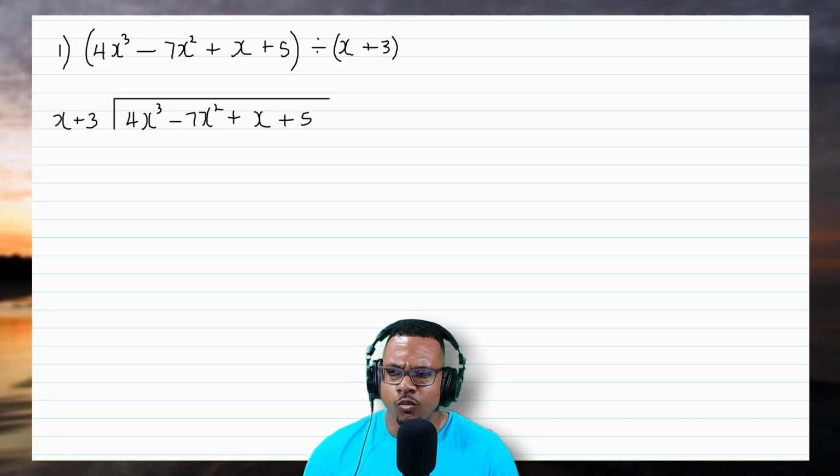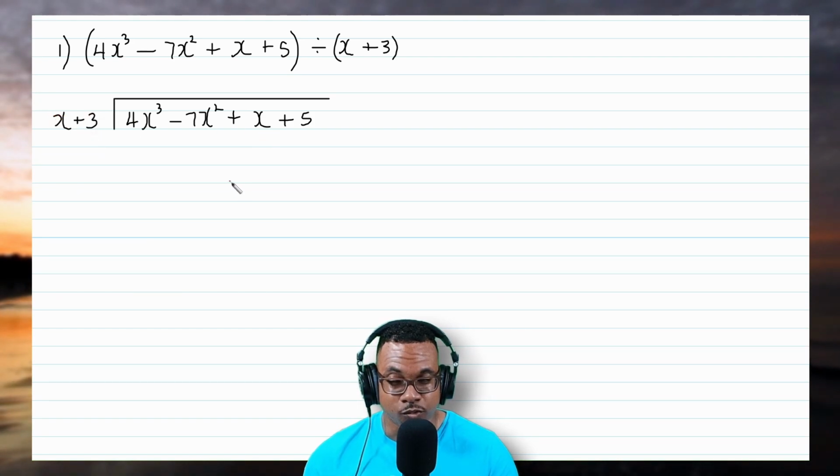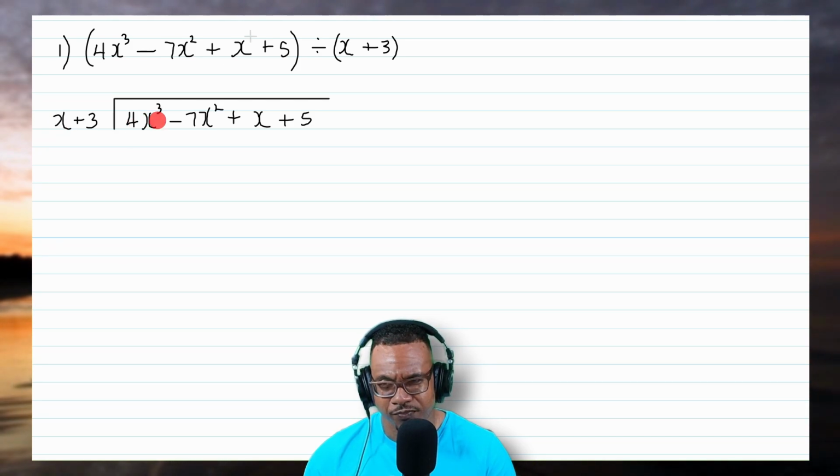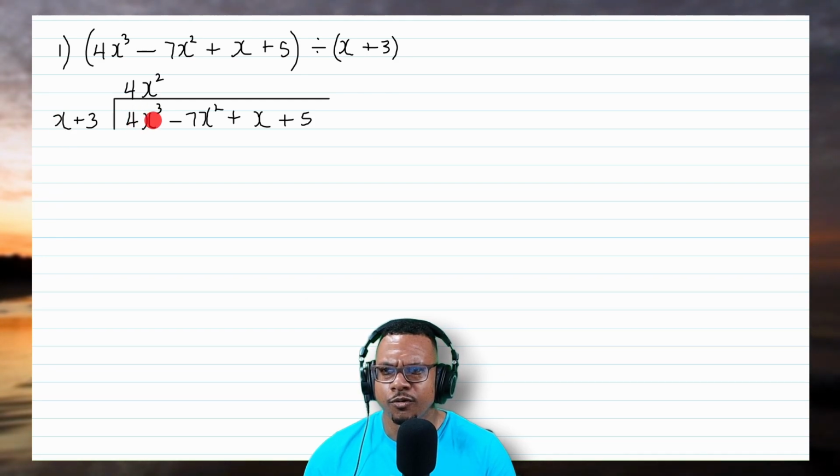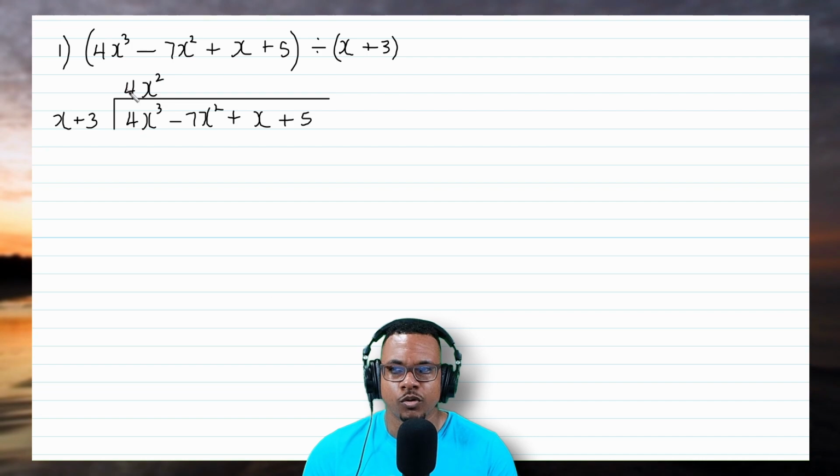Now, what we're going to do is we're not going to say this x plus 3 into anything. We're going to take it one step at a time. So here we have 2 terms on the outside. We have 1, 2, 3, 4 terms on the inside here. So we're going to take this first term on the outside and divide it with the first term on the inside. So you're just going to say x into 4x cubed. So you're going to get back the 4, and the x into x cubed will give you x squared. So again, that's x into this 4x cubed. Now, what we're going to do with this 4x squared, we're going to multiply it by the 2 terms on the outside.